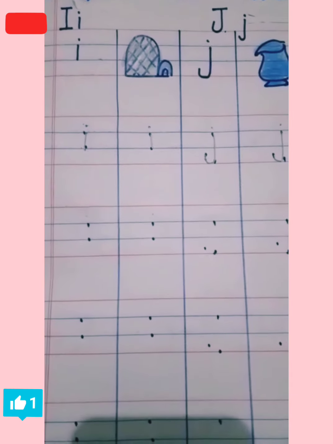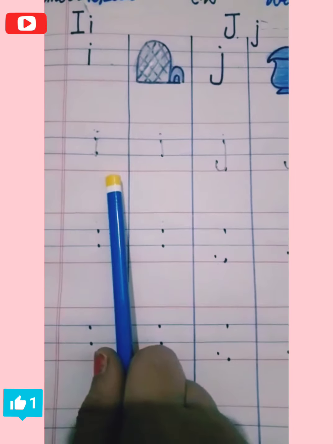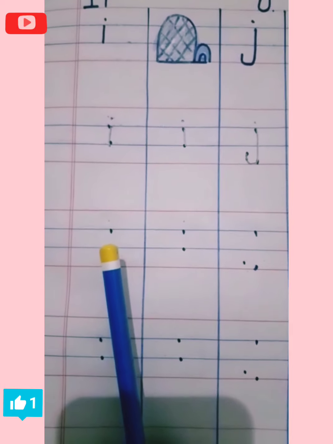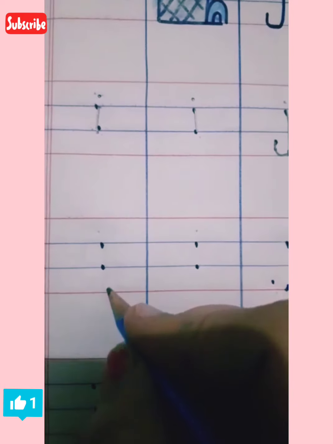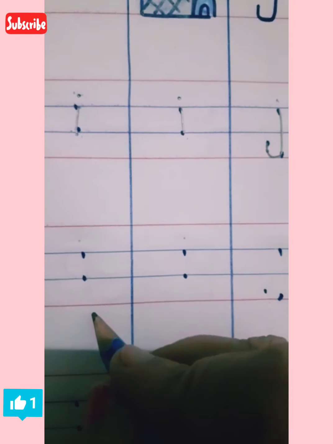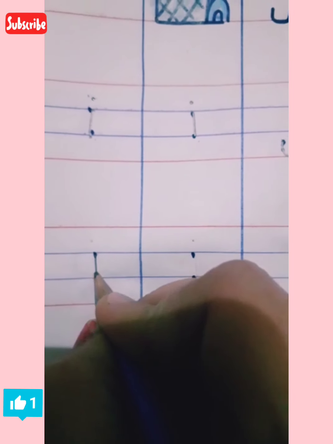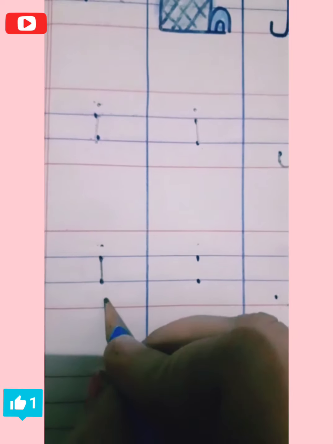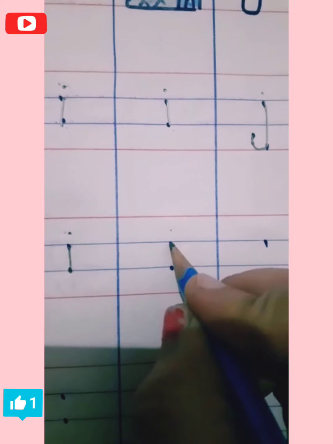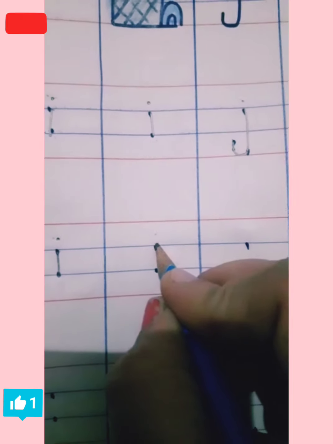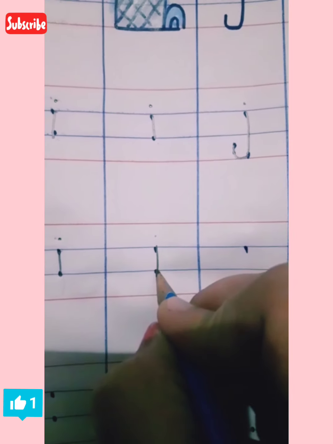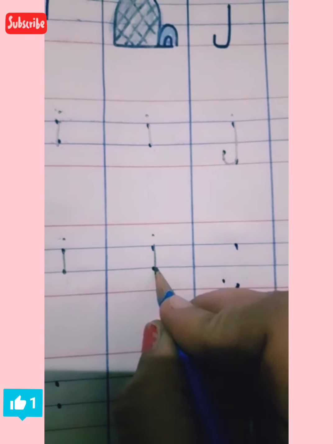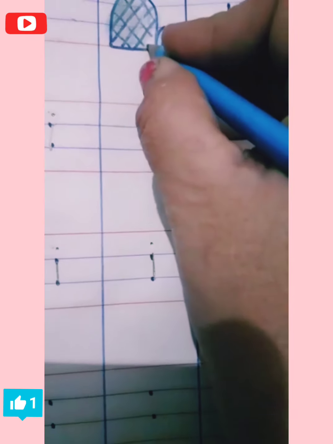Good morning students. Today we will write small letter I and J. Now we write small letter I. Look. First put a small standing line. And put a dot. This is an I. Again, first put a standing line and put a dot. This is an I. I for igloo.